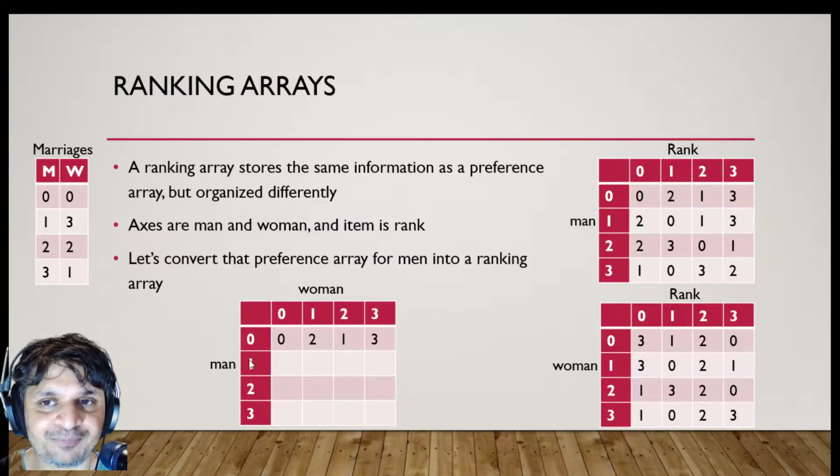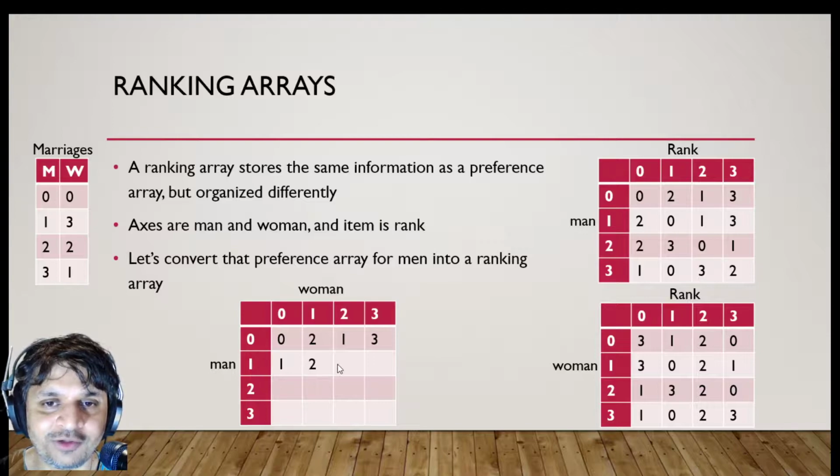Let's do the next one. Man 1, where does he rank woman naught? So man 1, woman naught, the rank is 1. So I put a 1 there. Man 1, woman 1 is the next thing I want to fill in. Man 1, woman 1 has a rank of 2. So I put a 2 there.